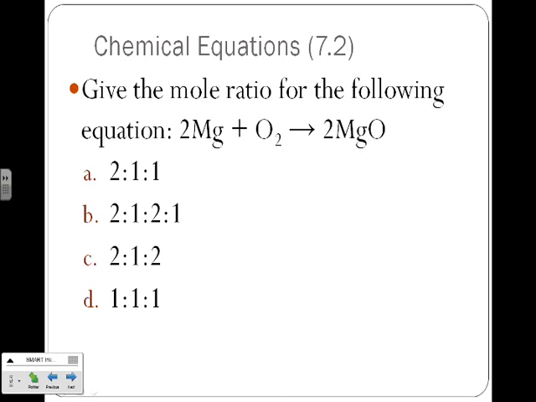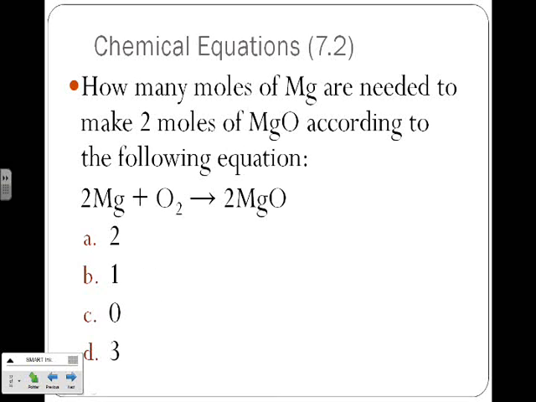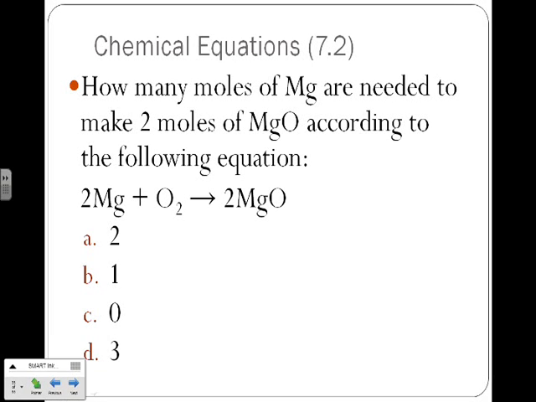Now let's do one more practice problem. How many moles of magnesium are needed to make 2 moles of magnesium oxide according to the following equation? I would like you to pause the video, determine your answer, and resume the video once you're ready to check it. The answer is A. You can see right here that 2 moles of magnesium oxide is right here in the answer already. And so I need 2 moles of magnesium to make the 2 moles of magnesium oxide.